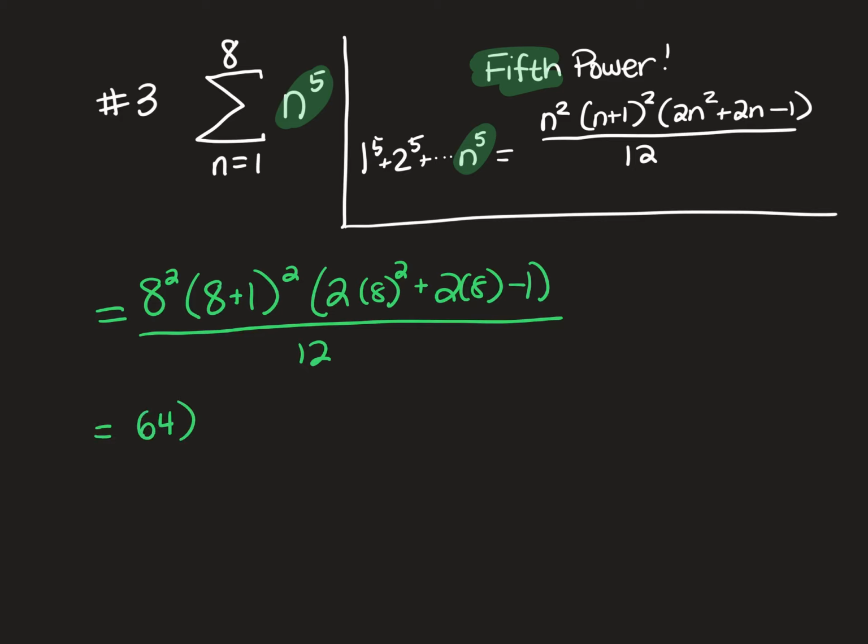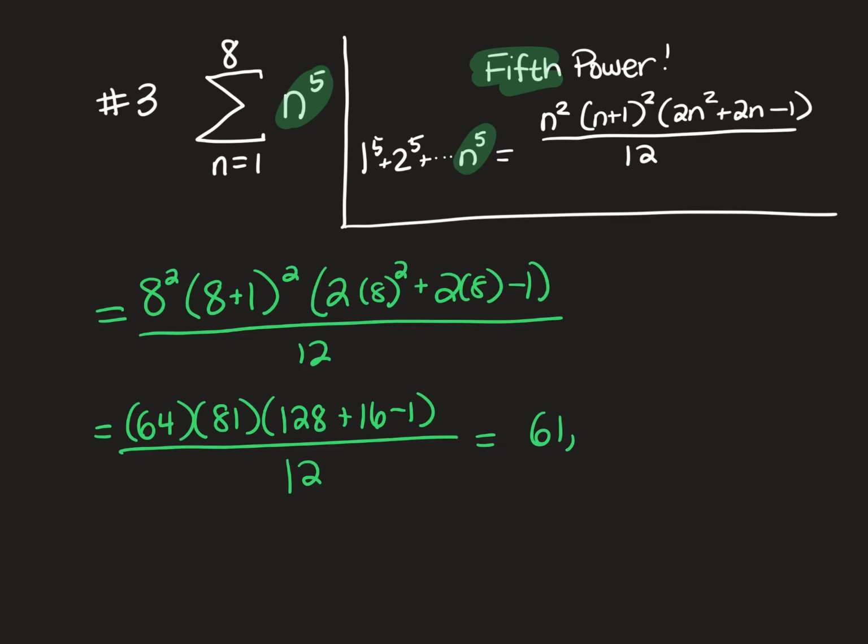We'll have 64 times 81 times, so 8 squared is 64. 64 times 2 is 128 plus 16 minus 1 all over 12. And now would be an appropriate time to go ahead and type that into your calculator. And you're going to get 61,776.